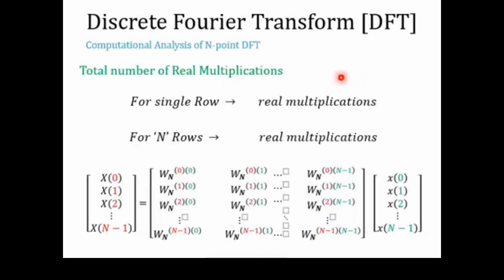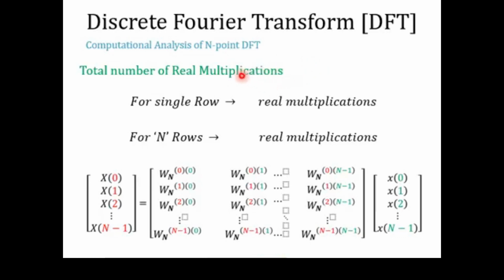Now let's come to the real computations. Basically, our computer cannot perform complex computations directly. Those complex computations will be performed in the form of real computations, including real multiplications and real additions. So for now, we are going to develop a formula for real multiplications in n-point DFT. And as we discussed in earlier slides, one complex multiplication is equivalent to 4 real multiplications and 2 real additions.